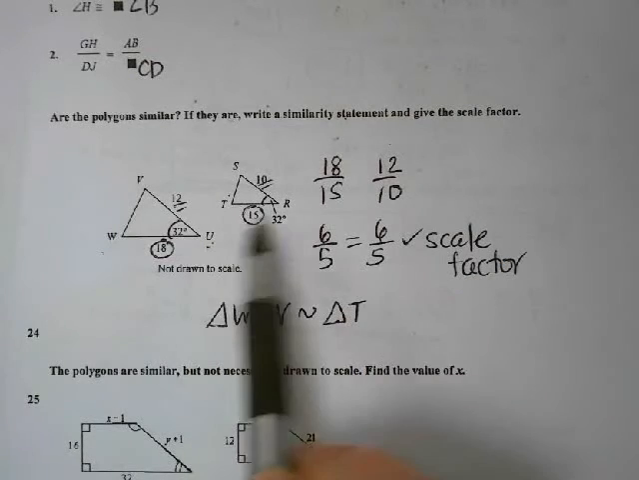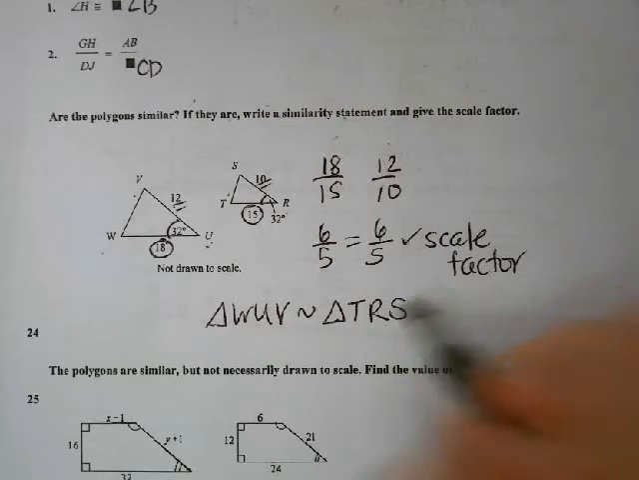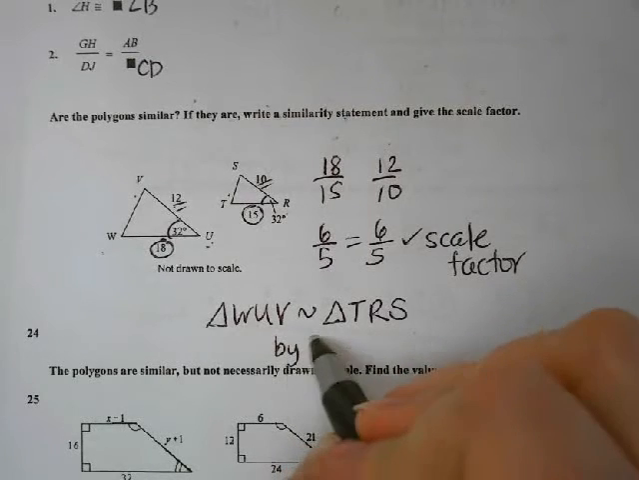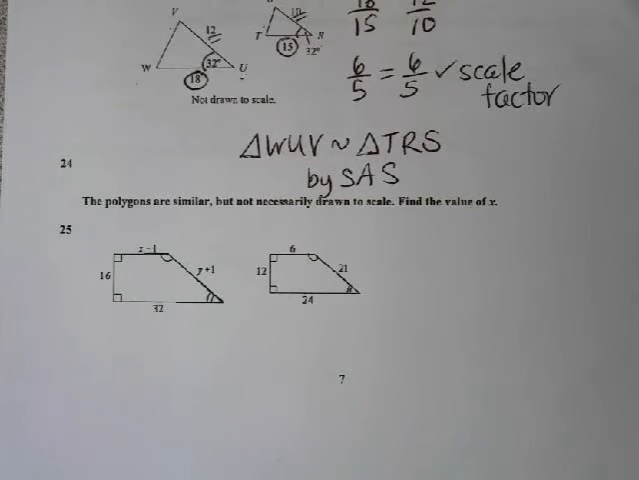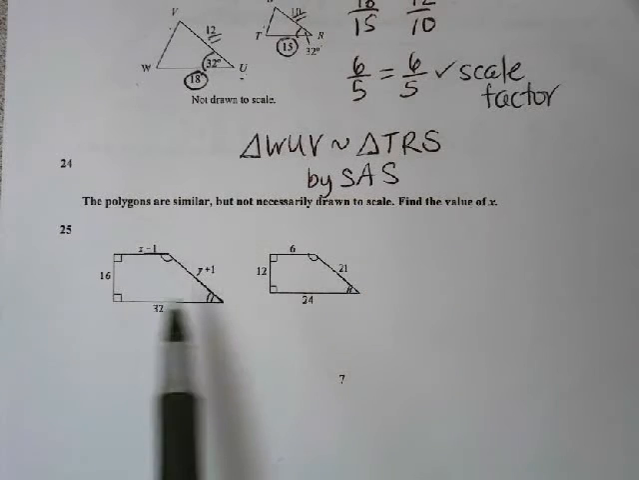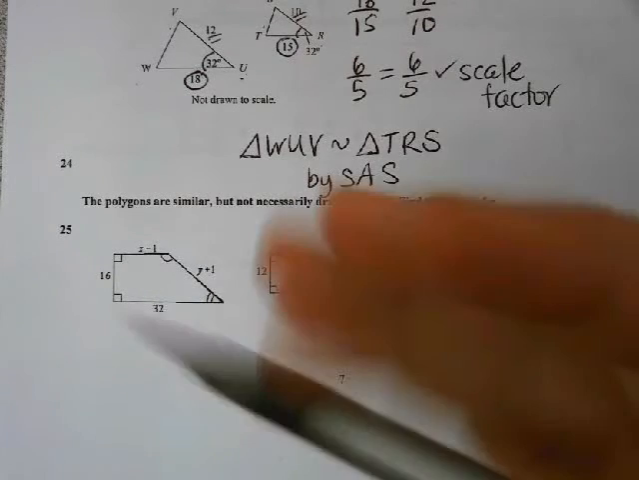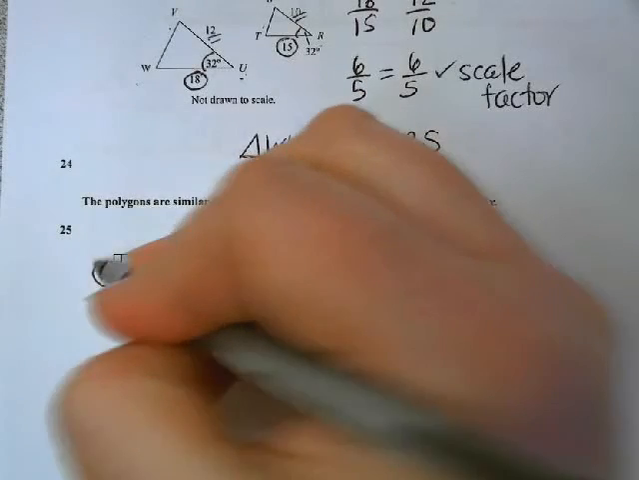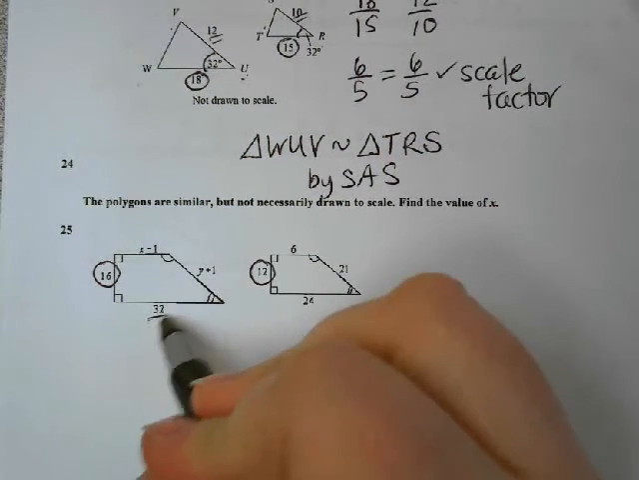Alrighty, number 25. The polygons are similar but not necessarily drawn to scale. Find the value of X. So when I want to compare, I'm going to look at 16 is to 12, 32 is to 24. I'll put a box around this one. X plus 1 is to 6, and Y plus 1 to 21. So this only says solve for X, so I guess I will do that.